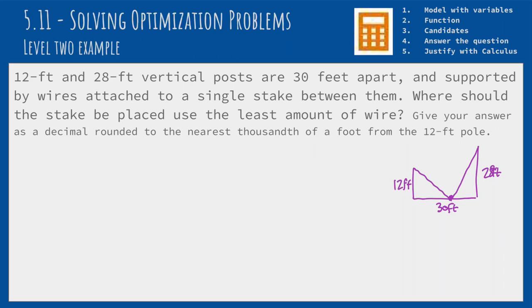So to give a little bit more context here, since the answer I'm looking for is the distance from the 12-foot pole to the stake, I'm going to call that x. And then I could call this y. I could introduce another variable here. However, I know that the total distance between the poles is 30, so I'm just going to right off the bat eliminate that variable and just call that 30 minus x.